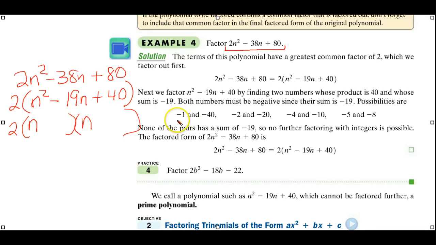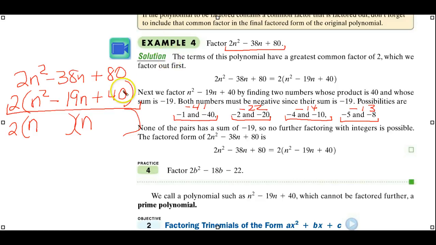Now, they have it laid out nicely. It'd have to be both negative. So this is going to add up to a negative 41. This adds up to a negative 22. This adds up to a negative 14. And this adds up to a negative 13. And you might say, we don't have any that would add up to a negative 19. So in a case like this, the most you can factor there was this, and it doesn't factor beyond that.